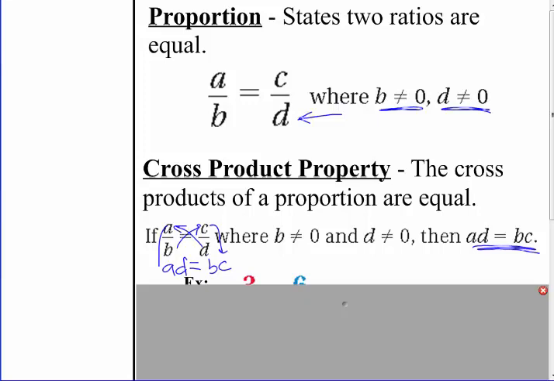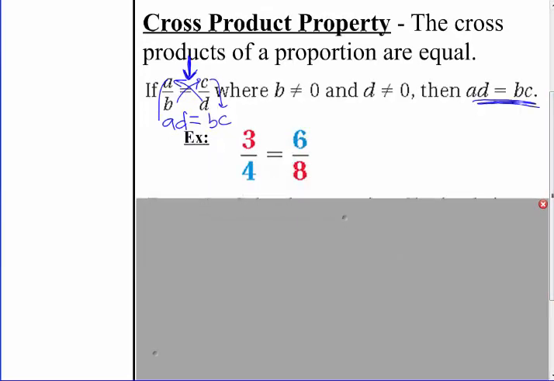Note, we only do the cross products when there is an equal sign in the middle. Only when there is an equal sign in the middle. That's the only time you do these cross products. So here's an example of two ratios that are equal. And if you look at the cross products, 8 times 3 is 24. 4 times 6 is 24. 24 does equal 24. So the cross products of a proportion are equal.